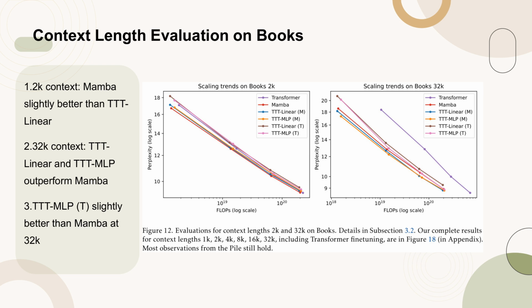Notably, TTT MLP with the Transformer backbone also shows a slight improvement over Mamba at the 32K context length. These results suggest that as the context length increases, the advantage of TTT layers over Mamba becomes more pronounced.